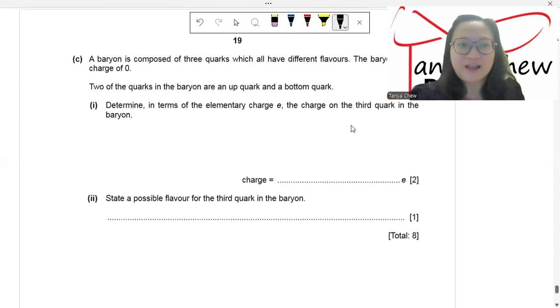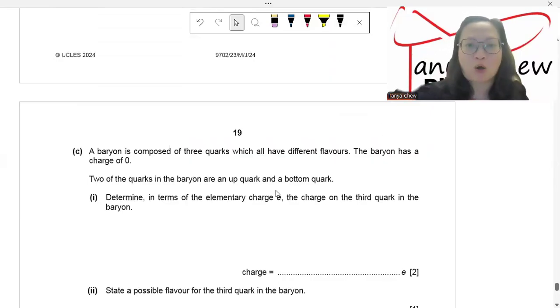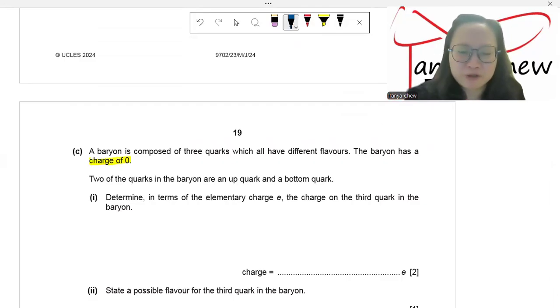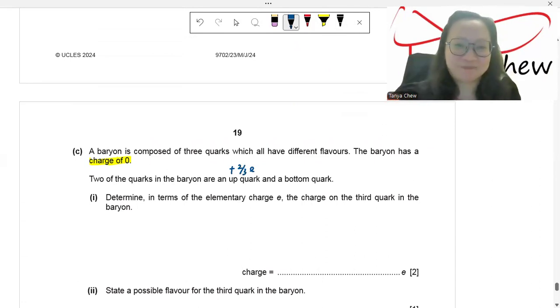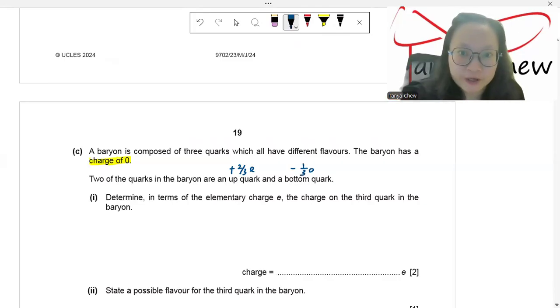Ta-da, we are done. And see, a baryon is composed of 3 quarks, which all have different flavors. The baryon has a charge of 0. Oh, this is very important. The charge is 0. 2 of the quarks in the baryon are an up quark, which is, I would do this, that is a good habit actually, the charge of the up quark, and the bottom quark, which has a charge of -1/3.